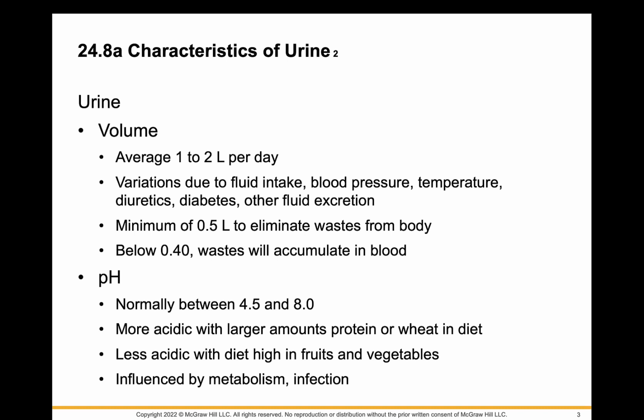pH. Now, please keep in mind we're talking about urine pH and not blood pH. The normal range for urine pH is 4.5 to 8. Some individuals may have a more acidic urine, and that is found in individuals that consume large amounts of protein or wheat within their diet. Less acidic urine will be found in those individuals that consume diets high in fruits and vegetables. pH is also influenced by metabolism and infection.